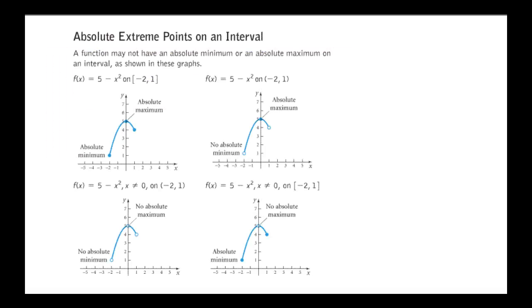So these are some examples of the different types of intervals we might encounter. So this first one is what we call a closed interval. It's closed on both ends. Okay, and we saw that it has an absolute minimum at the endpoint, and its absolute maximum is at a critical value, right? Here, f prime would be 0.